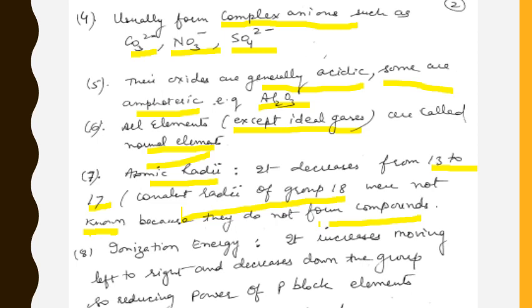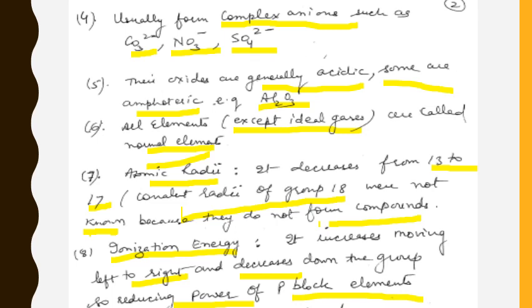So we can say the atomic radii from group 13 to 17, moving left to right in the period, go on decreasing. The ionization energy also increases moving left to right in the period, and in the group it decreases, because it goes on reducing, and so does the reducing power of the p block elements.